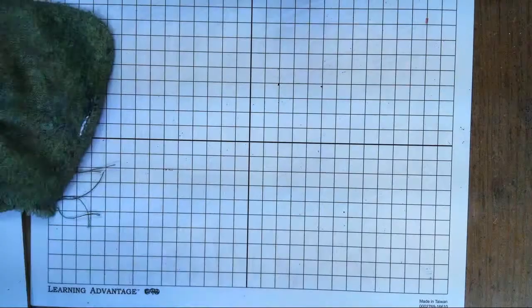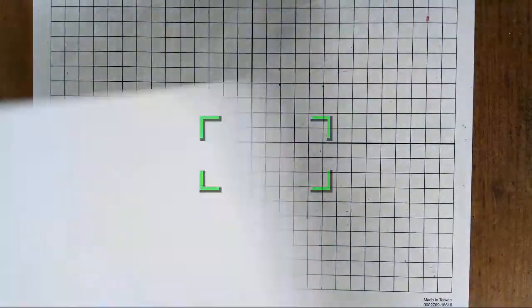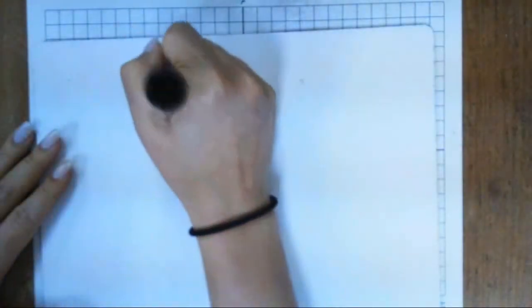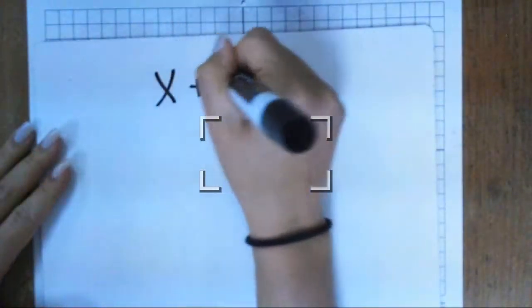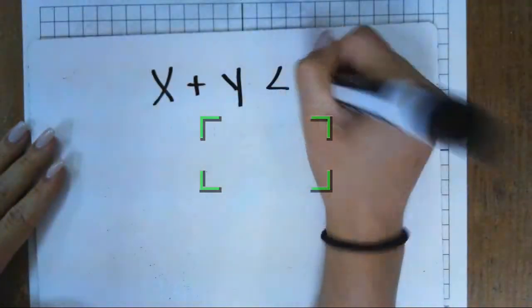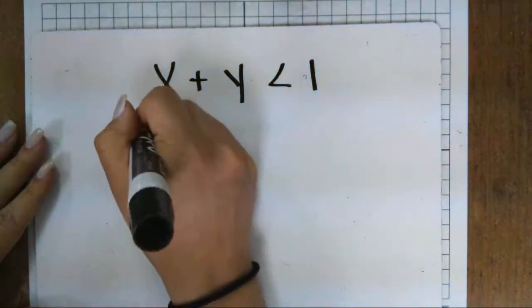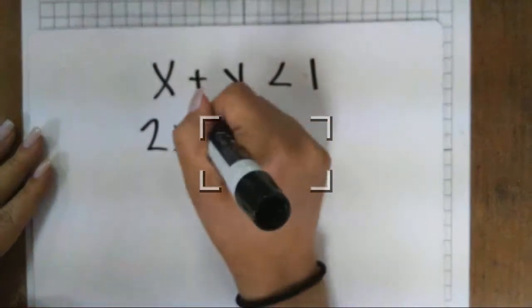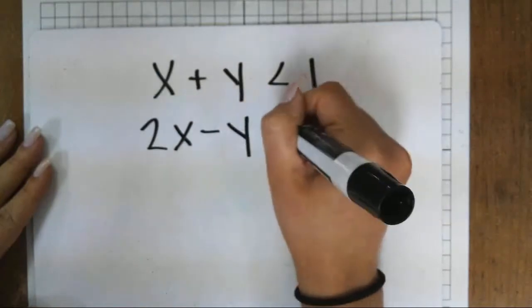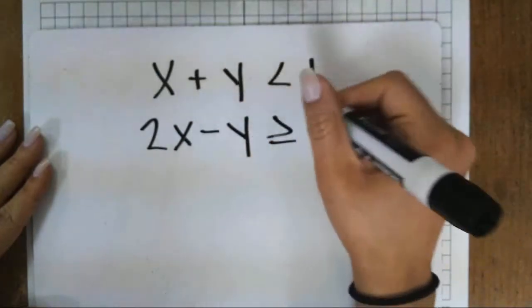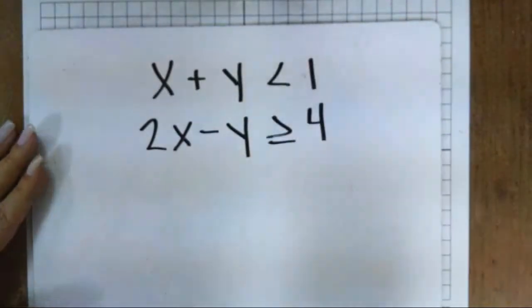All right, so now let's do x plus y is less than 1. And let's try, I'm coming up with this one, this one's a random one. 2x minus y is, let's say, greater than or equal to 4.